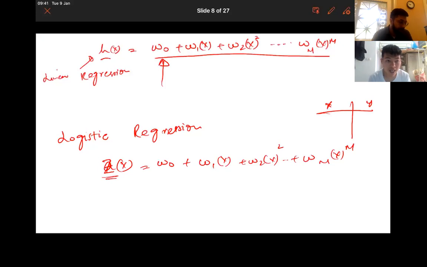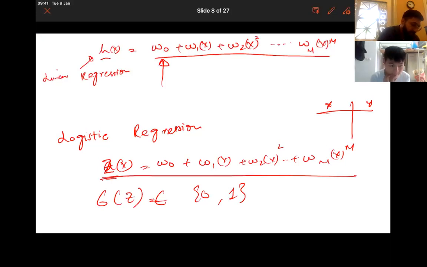Okay, so this is Z. Now let's say that we have some function. I'm not going to say which function it is. Let me call this function sigma. I take sigma of Z, and sigma of Z is such that its output is, let's say, between 0 and 1. Rather than coming up with something new, let's use what we have learned so far. We take the linear regression model and pass its output into a function, sigma, which gives us output between 0 and 1.